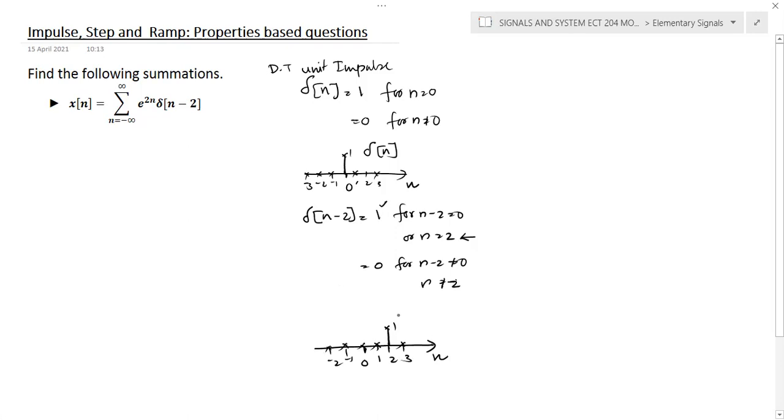At n is equal to 2, the function magnitude is 1, and for all other values of n, the function magnitude is 0. So this is summation actually from minus infinity to infinity, but the del of n minus 2 exists only at n is equal to 2. So we don't want to evaluate this summation for the entire limit. We will evaluate only at n is equal to 2. So if you evaluate, you will get e raised to 4.